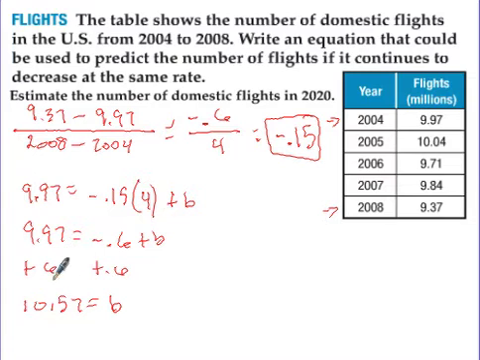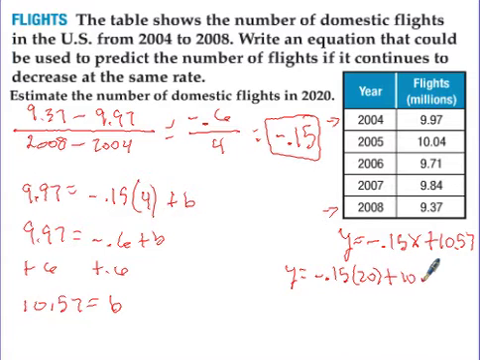Okay, so now I can write the slope-intercept equation. The slope-intercept equation is y equals negative 0.15x plus 10.57. Okay, now the last part is this. Estimate the number of domestic flights in 2020. So we put that in for x. We put 20, since we're talking about years since 2000, we're going to put 20 in for x. So y equals negative 0.15 times 20 plus 10.57.